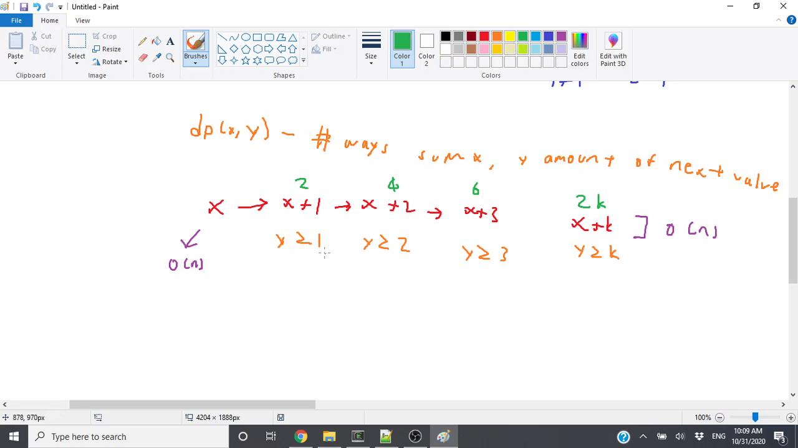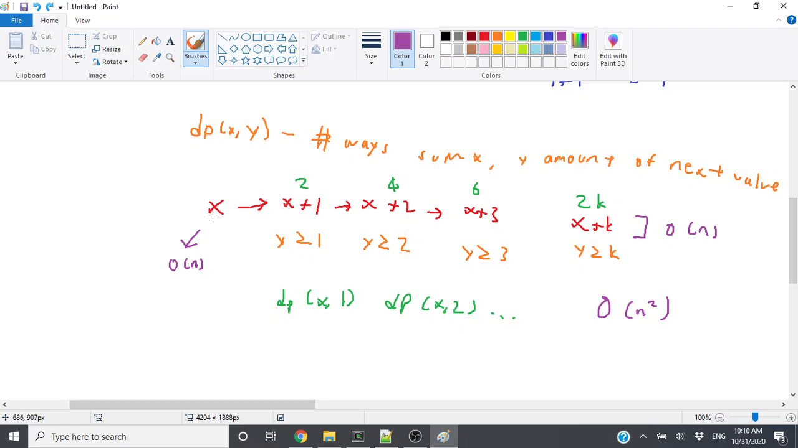Now the only problem is summing up the dp values where y is greater than or equal to 1, but this can be done with some sort of suffix sum, for example, on the values of y. If we list out the values like dp of x1, dp of x2, etc., then all the values where y is greater than or equal to 2, for example, is just this suffix. For 3, it's this suffix. For k, it's some other suffix. So we can maintain suffix sums over this dp, and therefore the total cost of computing is O of n squared, provided that we do these suffix sums efficiently.